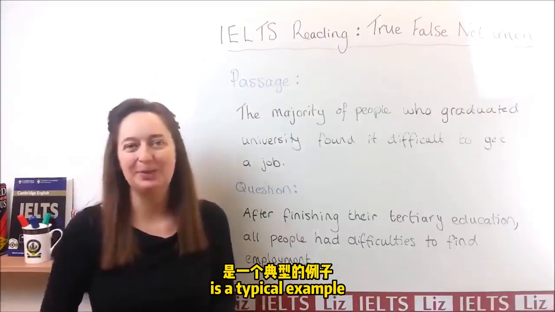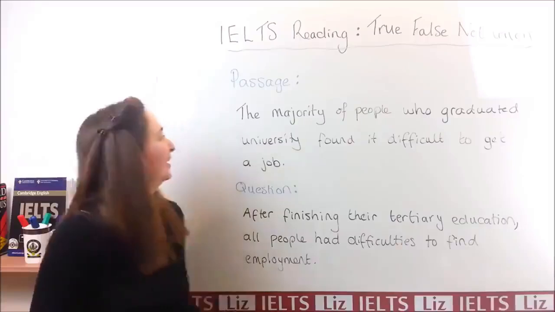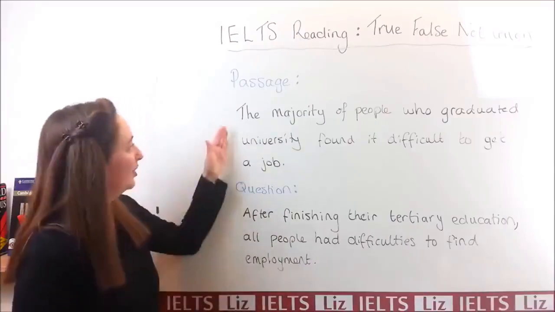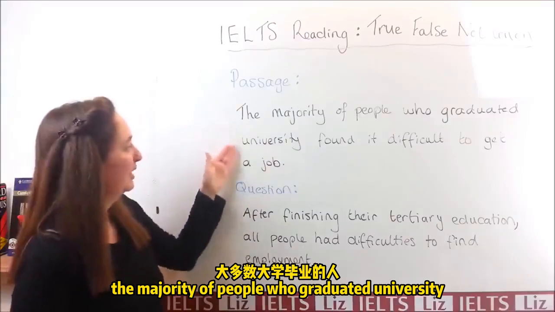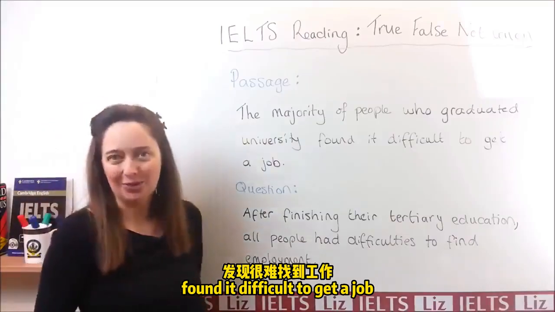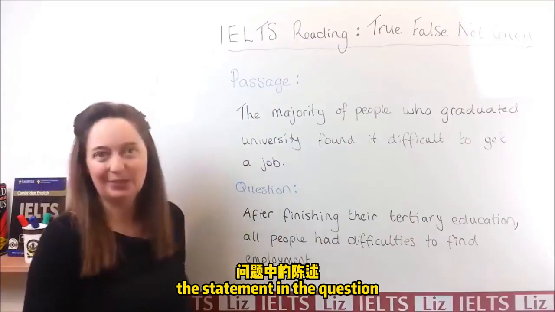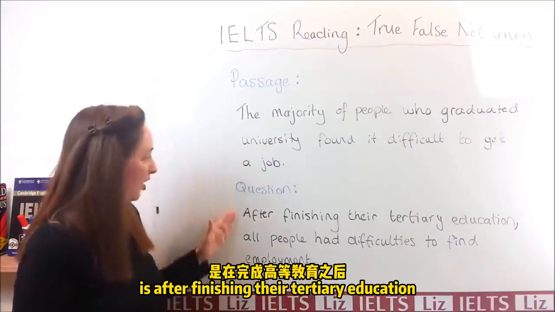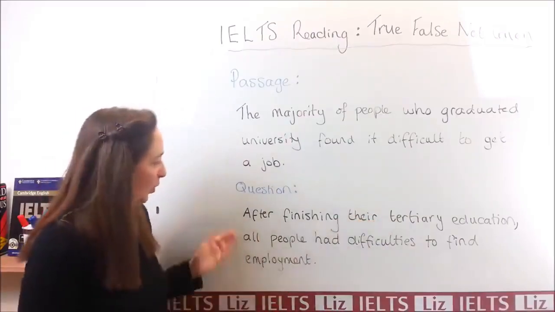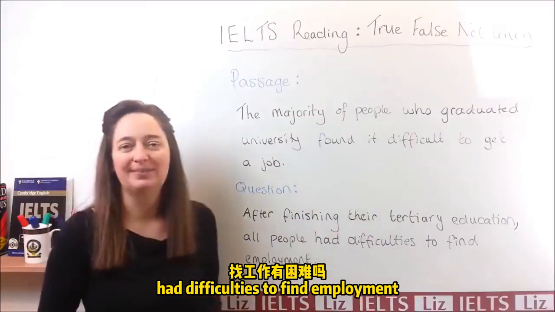Here is a typical example of a question for true, false, not given. This is the information in the reading passage. The majority of people who graduated university found it difficult to get a job. And the statement in the question is: after finishing their tertiary education, all people had difficulties to find employment.